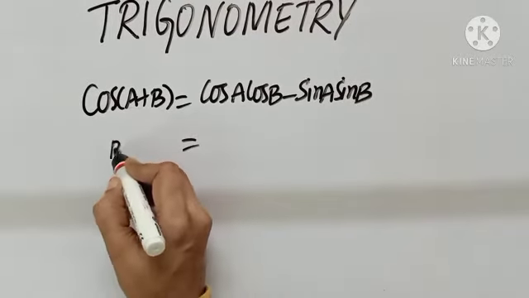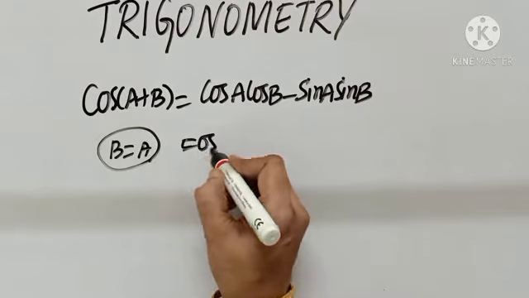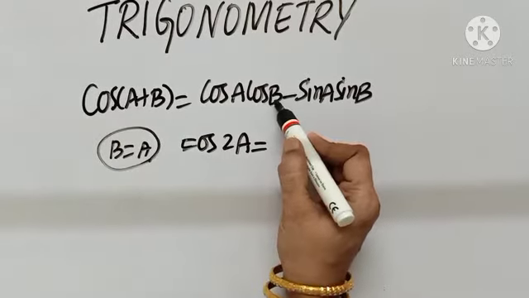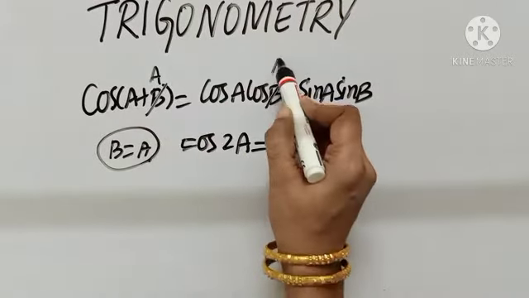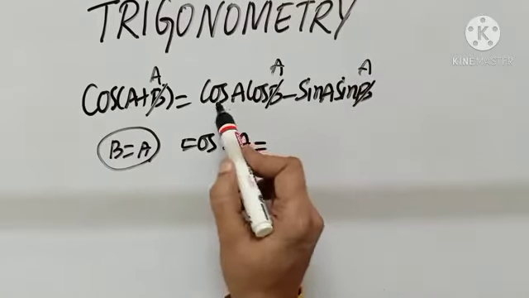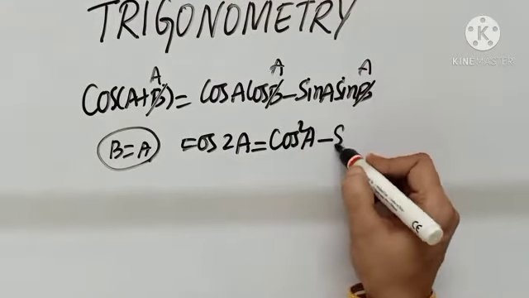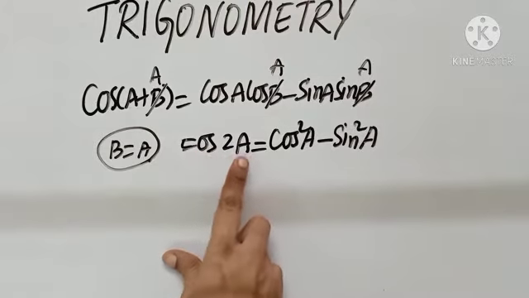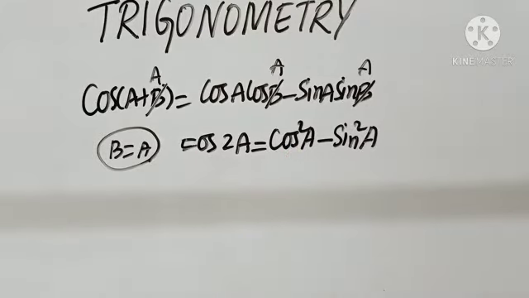When B is also equal to A, I get cos A plus A, 2A. Wherever B is coming, we are putting A. So this is A and A. So cos A cos A will become cos square A, and sine A sine A will become sine square A. So the very first formula we derive: cos 2A equals cos square A minus sine square A.